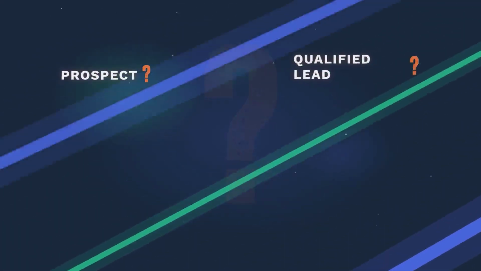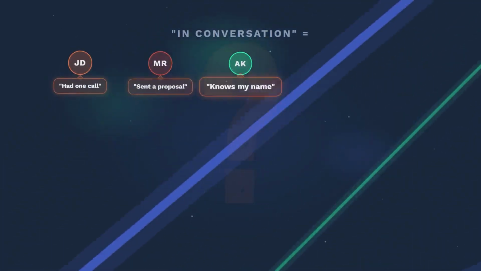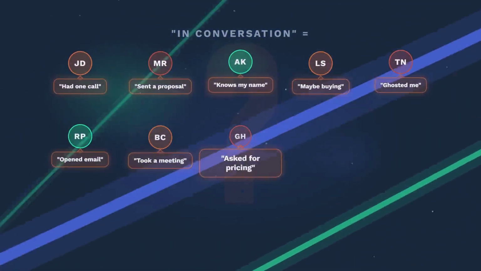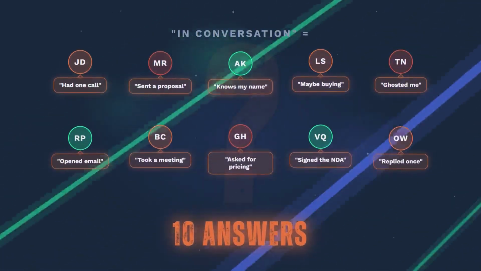Let me ask you something. What does prospect mean on your team? What about qualified lead? What about in conversation? What about negotiation? If you ask 10 different reps, you get 10 different answers. And that's the problem. In most companies, pipeline stages aren't actually defined. They're implied. They're fuzzy. One rep thinks in conversation means had one call, they seemed interested. Another rep thinks it means we've sent a proposal and they're actively evaluating. Those are not the same thing.